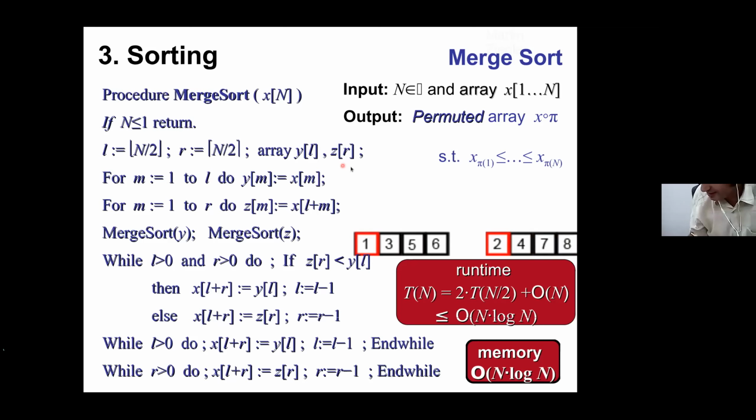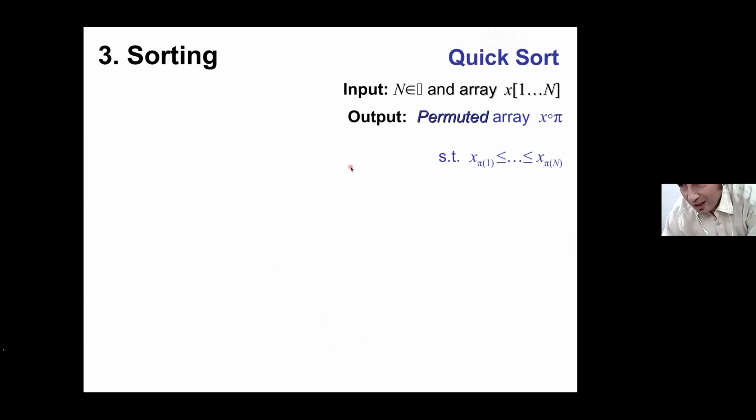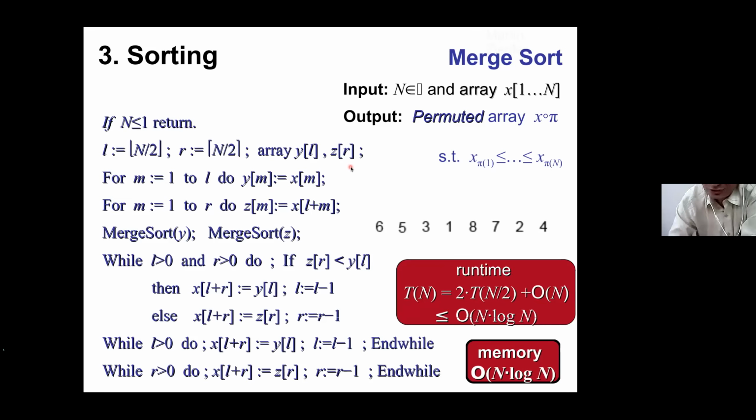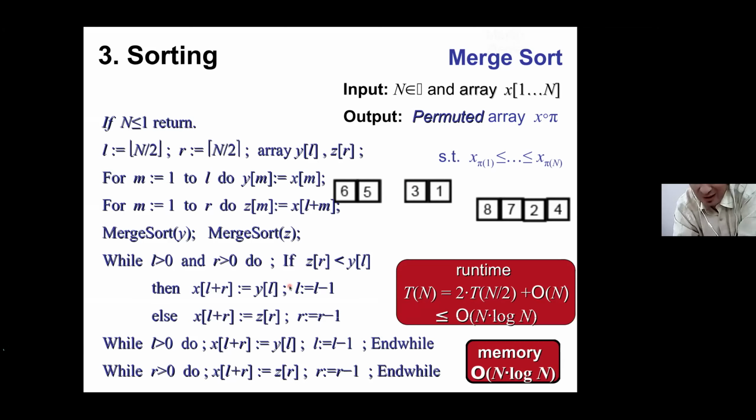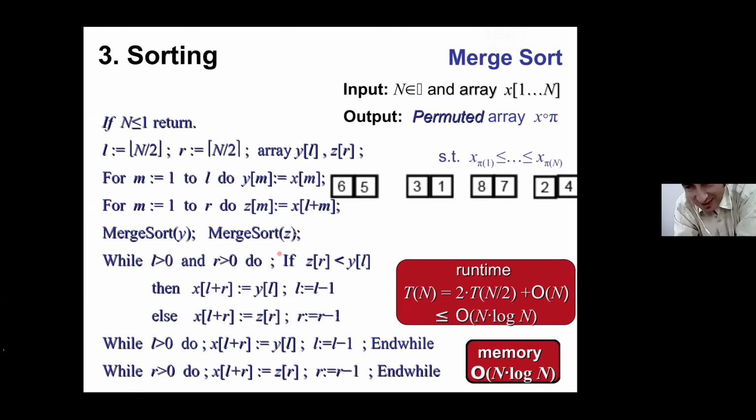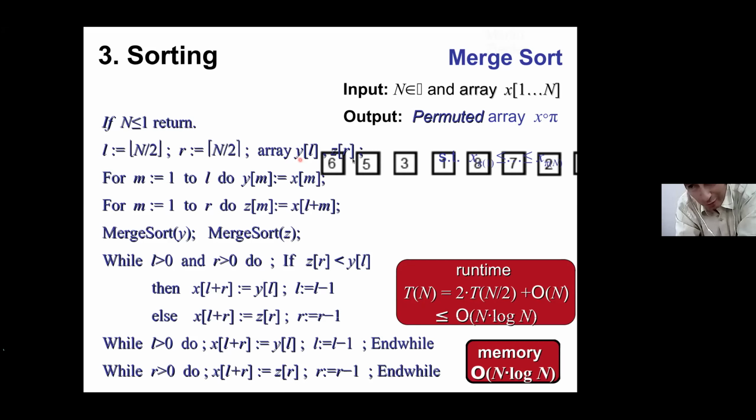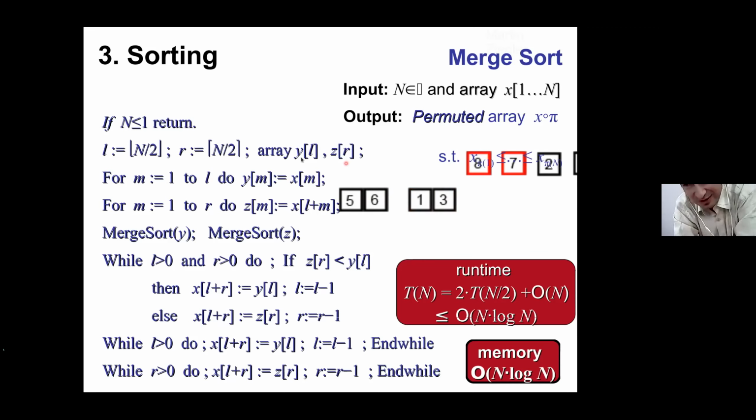Now my time is nearly over, so I do not want to do too much. But next time I will start discussing the quicksort. The idea of the quicksort is that you want to improve the merge sort so that you do not need this extra memory copying process. You want to operate on the array X itself without allocating extra memory.